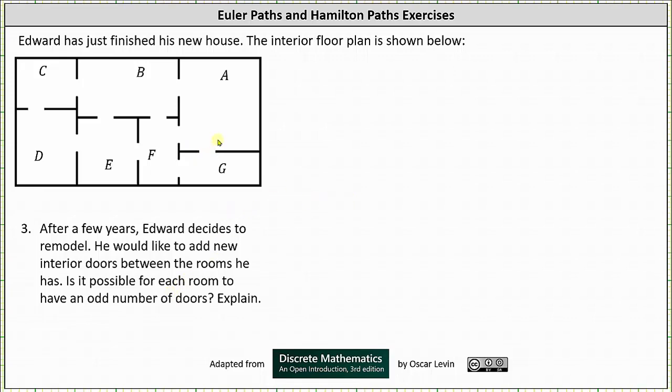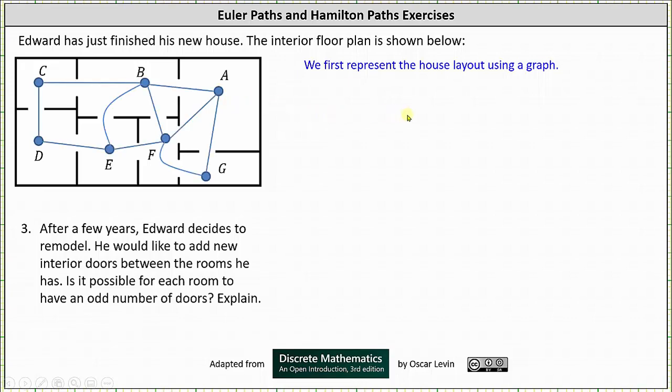Let's first represent the floor plan or layout of the house using a graph. We do this by placing a vertex in each room and then connect the vertices with an edge if the two rooms are adjacent and share a doorway. Here are the vertices, and here are the edges.